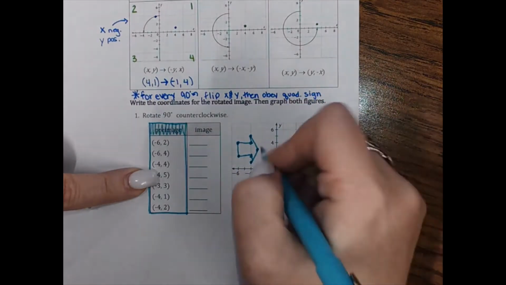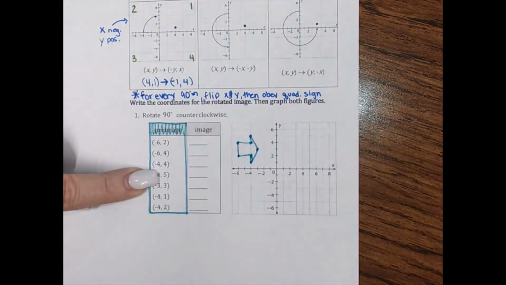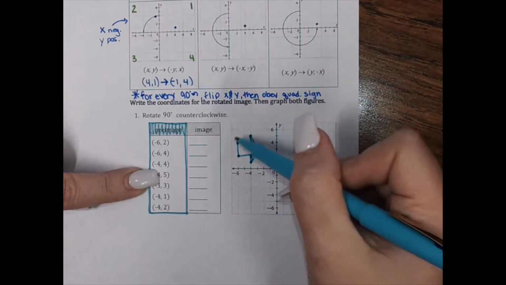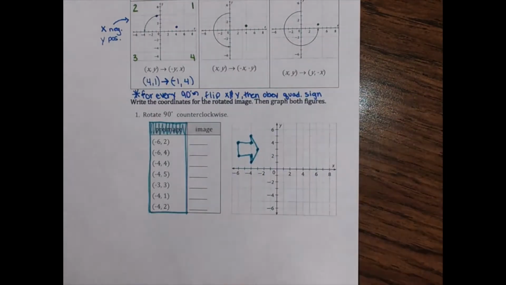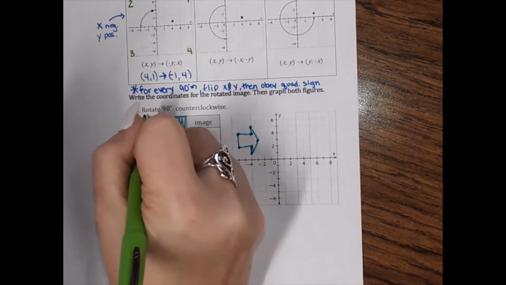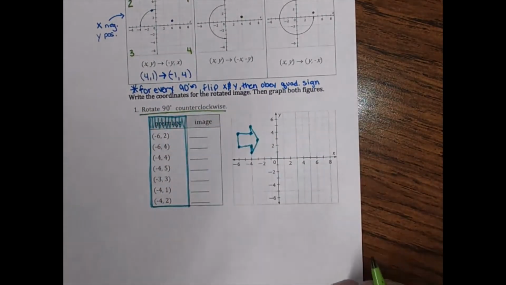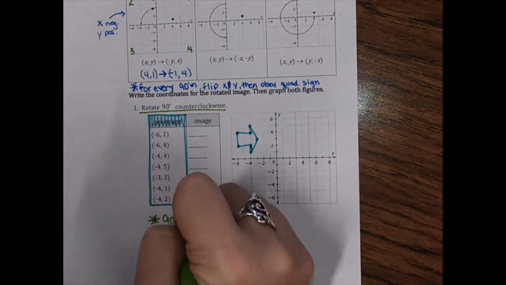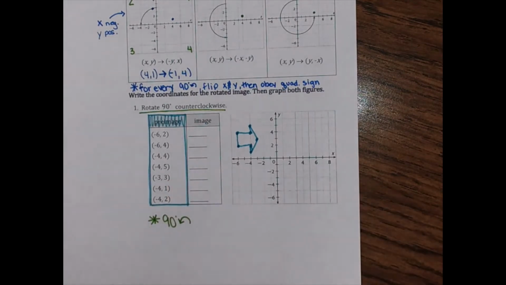So you should end up with this arrow-looking image for your pre-image, or your original. All right, so let's go to what happens when we shift. We have a 90-degree rotation counterclockwise. So we're going 90 degrees, and we're going counterclockwise.